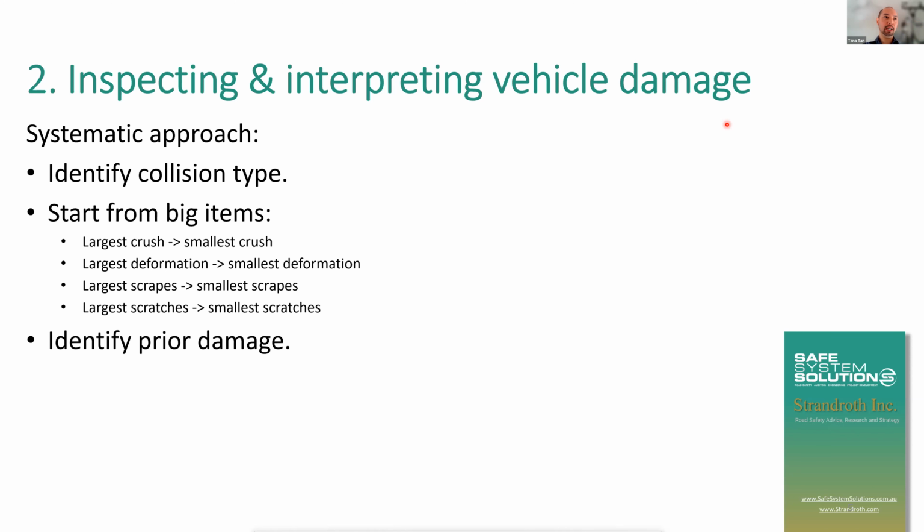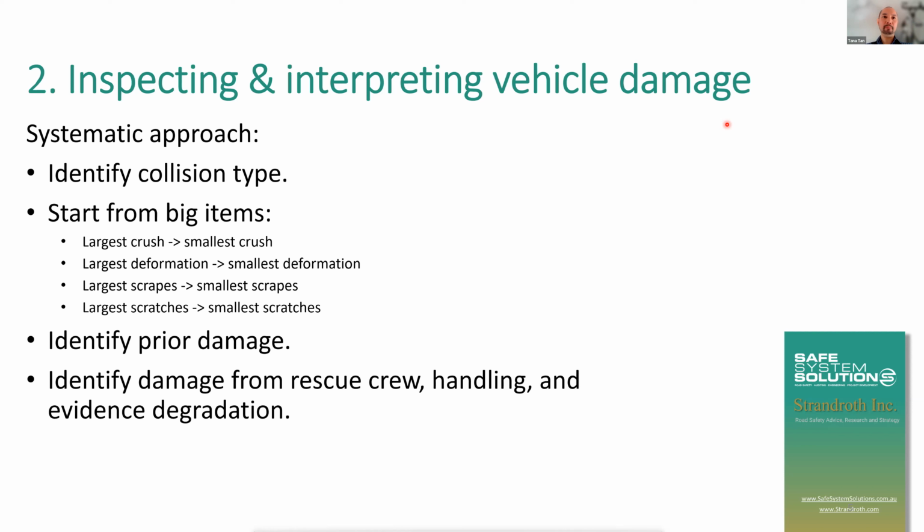Don't forget to also identify any prior damage to the vehicle, because we obviously don't want to take this into account. Most vehicles on the road do have some minor damage, dints and dents. Could be from a collision with a shopping trolley at the local supermarket. So do keep that in mind and exclude this from your investigation. Also identify damage that may have been caused by the rescue crew handling the vehicle, and also from evidence degradation. So if a vehicle has been stored in a storage facility that's outdoors, take into account that some degradation of the evidence may have occurred, especially in wet conditions like rain or snow. So keep that in mind.